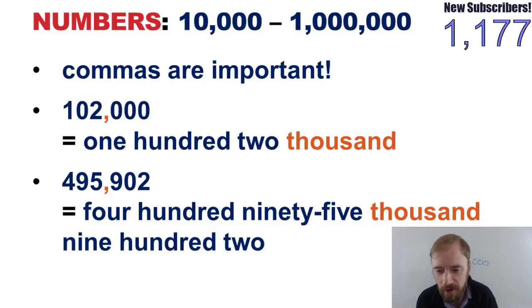These numbers are too big to write. All right, so if you're confused with numbers, just learn the comma rules. When you see that comma, if there's one comma, you're going to say 1,000. 495,902.